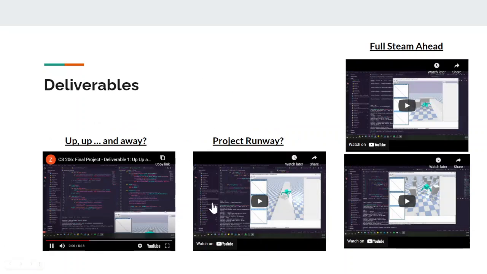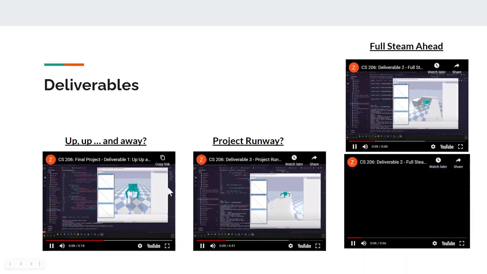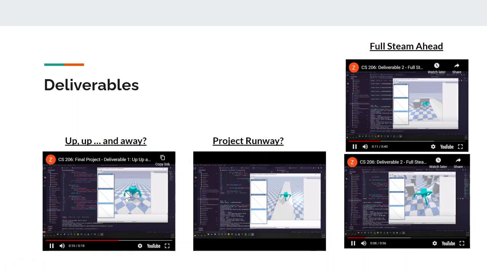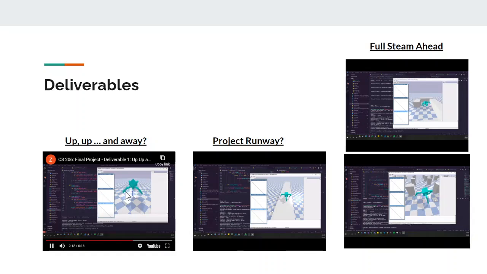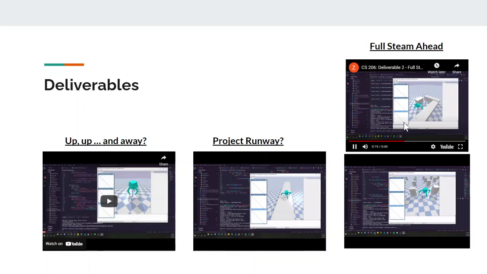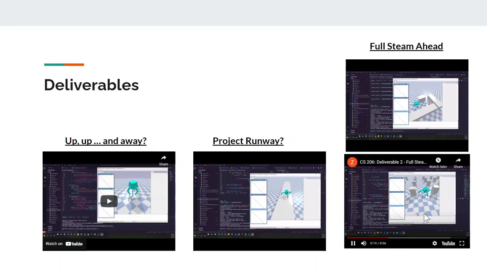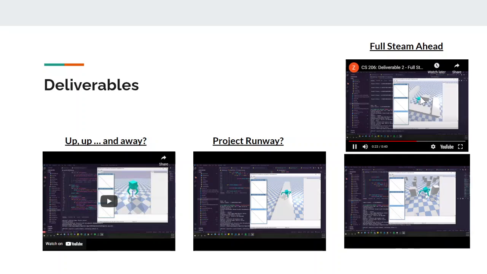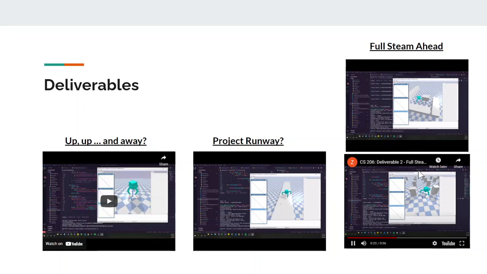Looking at my deliverables, for Up and Away, the robot learns to jump here at the very end, maximizing its distance. For Project Runway, the robot learns to not fall off the runway and just move forward. And for Full Steam Ahead, I did two worlds, one with a grid and then one with this L-shaped maze. In both, the robot learns to just avoid the blocks to move forward optimally.